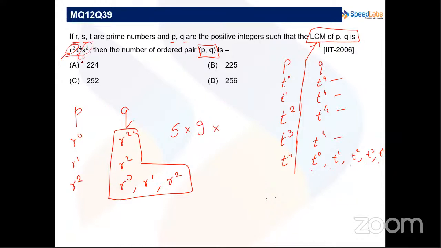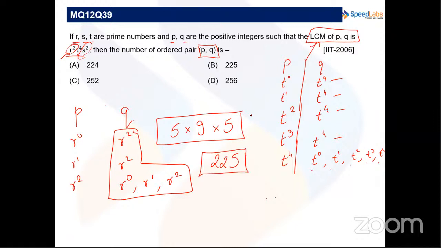And since it is S square, similarly to R square, for S square also we will be having 5 options. So the total number of options will be 25 into 9, that is 225. So the correct option is B.